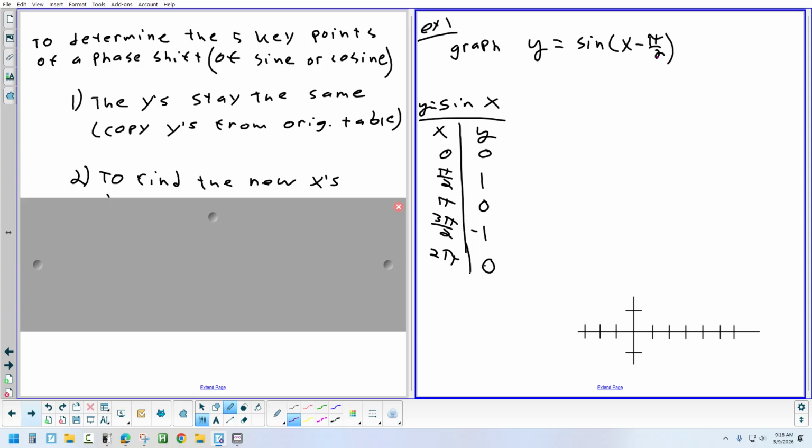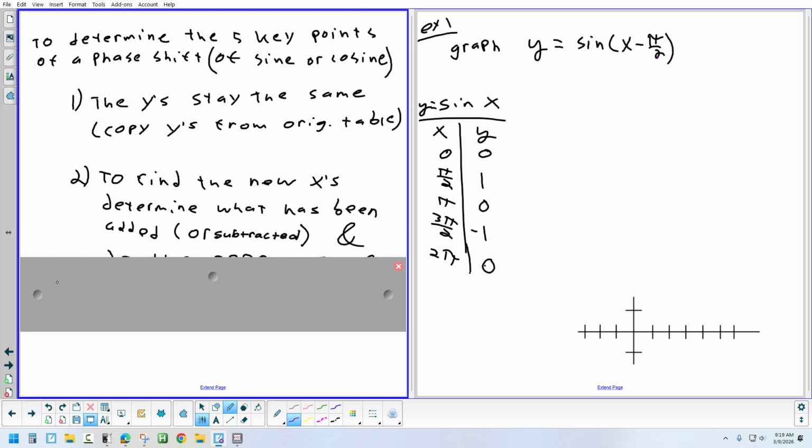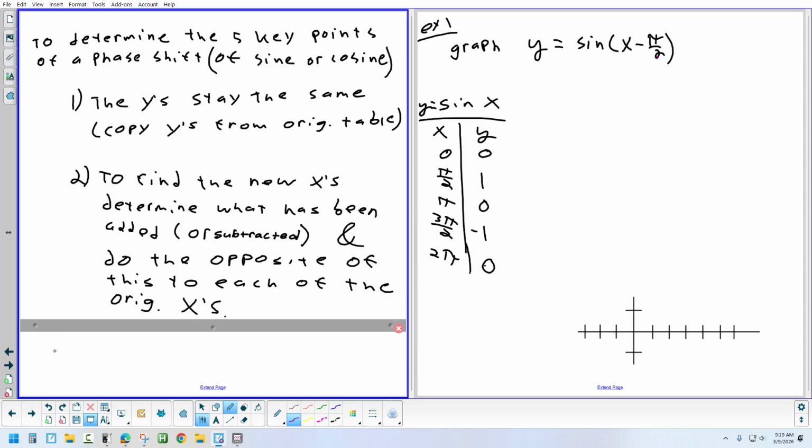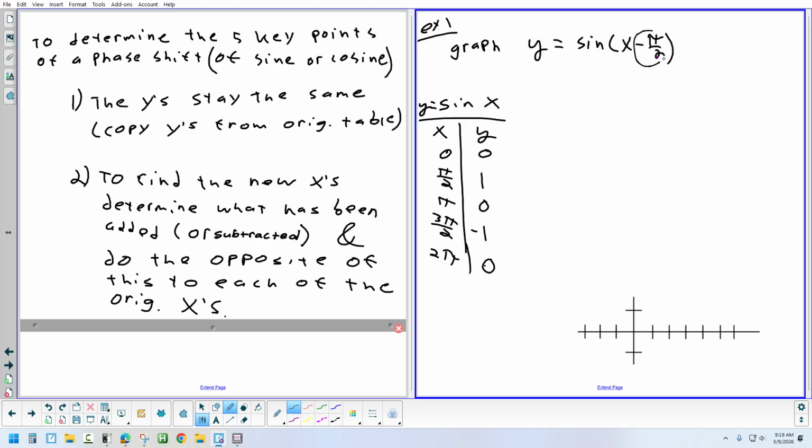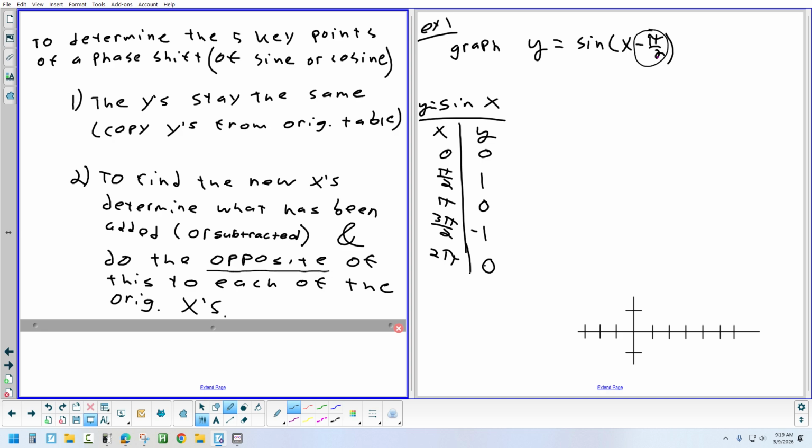Minus pi over 2 should move the graph which way? Right. It's going to move it to the right. When things move to the right, what happens to the x values as you move right? They go up. They get bigger. The only way something can get bigger is if you add to it. That's how you make it bigger. So you look at what you have inside your parentheses, and you do the opposite of what I just circled to all of your x values.